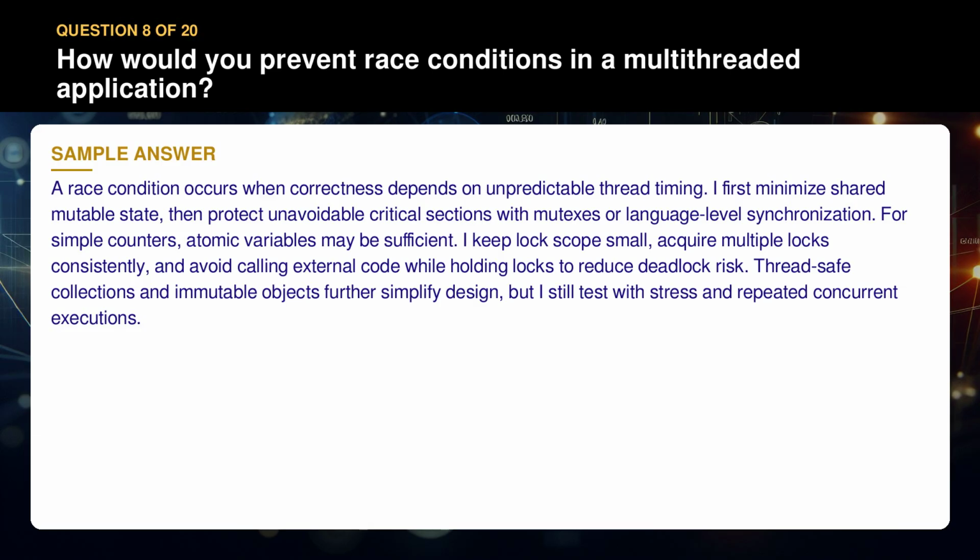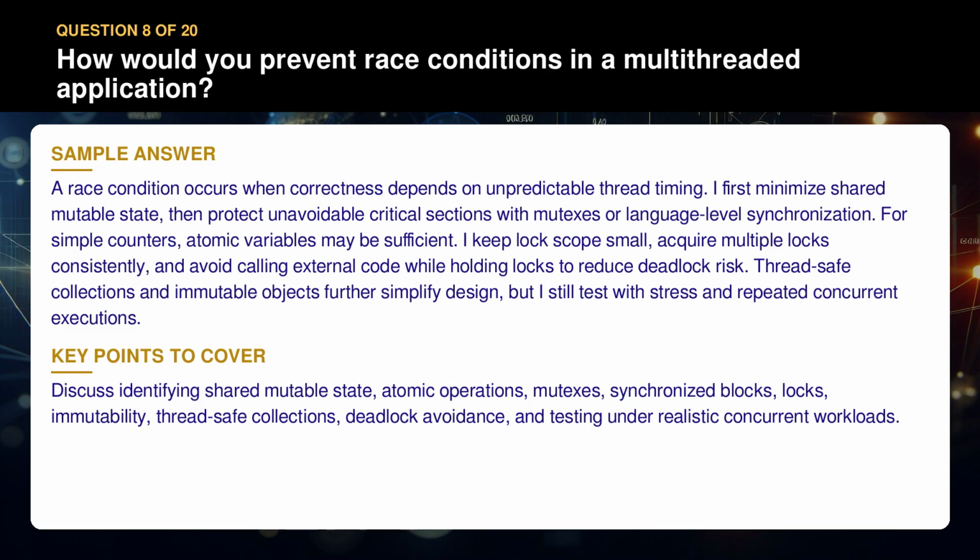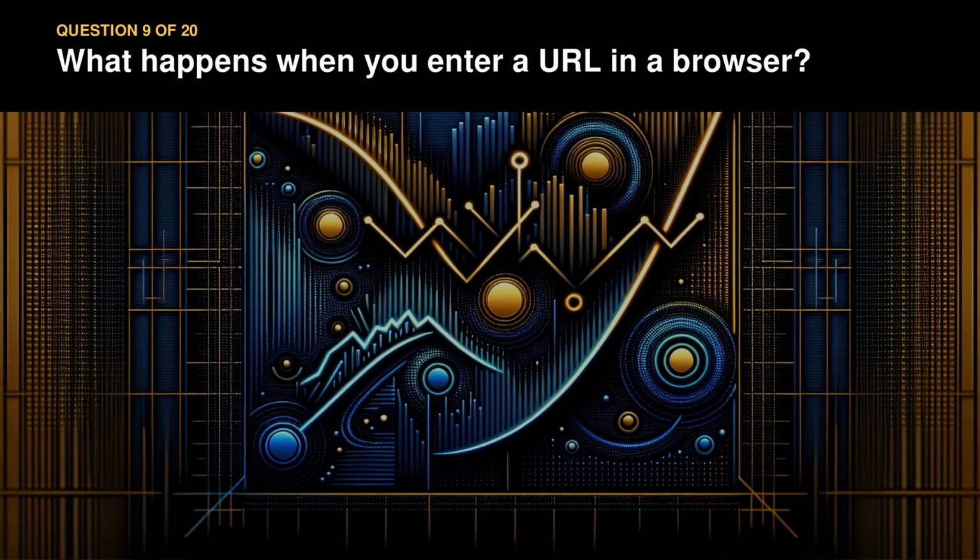I keep lock scope small, acquire multiple locks consistently, and avoid calling external code while holding locks to reduce deadlock risk. Thread-safe collections and immutable objects further simplify design, but I still test with stress and repeated concurrent executions. Discuss identifying shared mutable state, atomic operations, mutexes, synchronized blocks, locks, immutability, thread-safe collections, deadlock avoidance, and testing under realistic concurrent workloads. Question 9. What happens when you enter a URL in a browser?